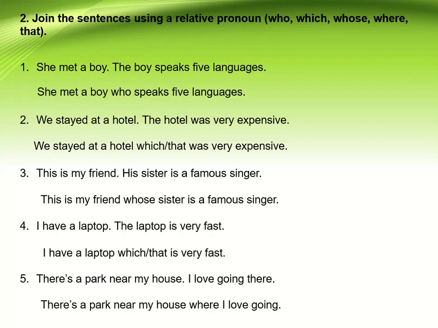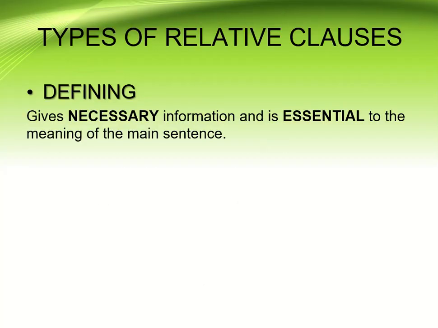Okay? It's almost clear until this part? I hope so. As I told you before, there are two types of relative clauses. Well, actually, there are more, but okay. We are going to talk about the defining relative clauses at this moment. This defining relative clause gives necessary information and is essential to the meaning of the main sentence. Essential. If we omit it, the sentence is not going to have any meaning at all.